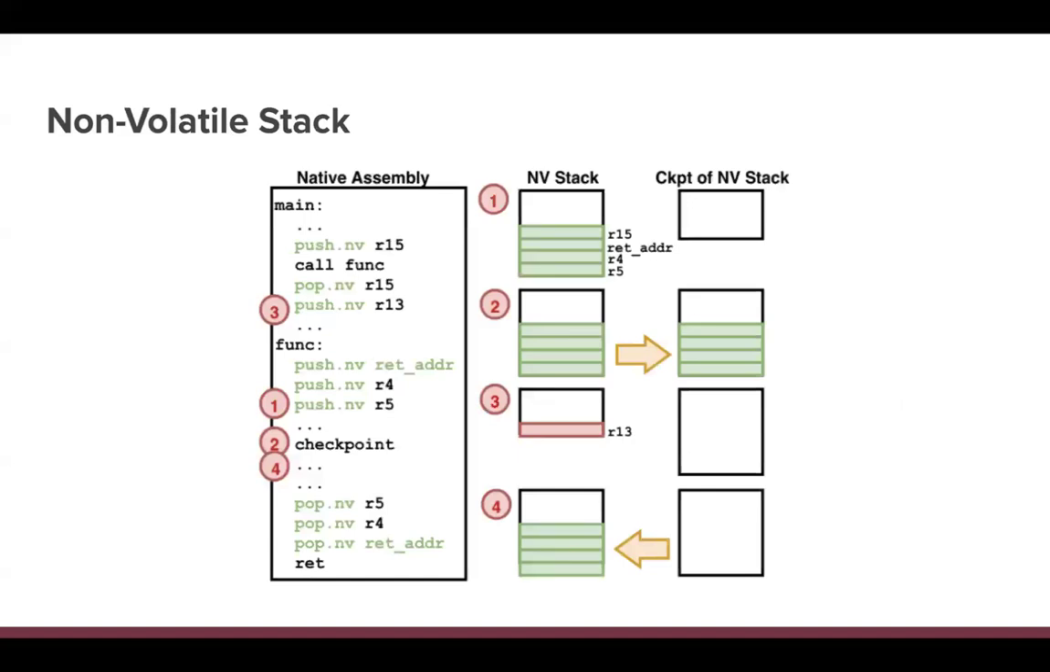So in order to understand how the non-volatile stack works, let's consider this example in which the main function starts the execution, and any instruction with push.nv and pop.nv are calls to the non-volatile stack. Now, as the program executes and the non-volatile stack is filled, at every checkpoint time a checkpoint for the non-volatile stack is also saved. Now, when the program returns after a power outage, the last state of the non-volatile stack in the checkpoint is the one that is restored to continue execution.